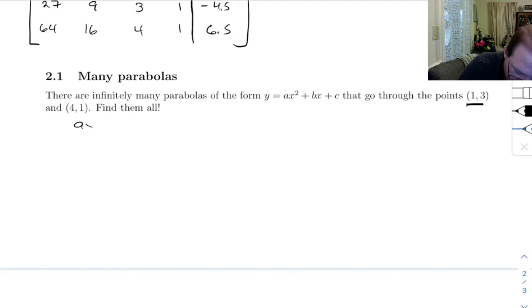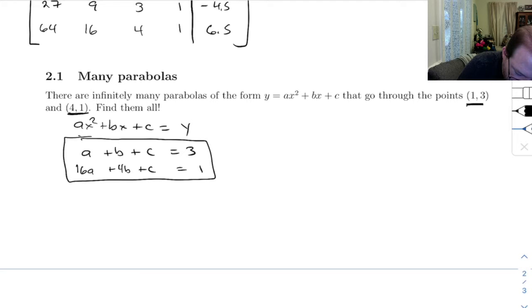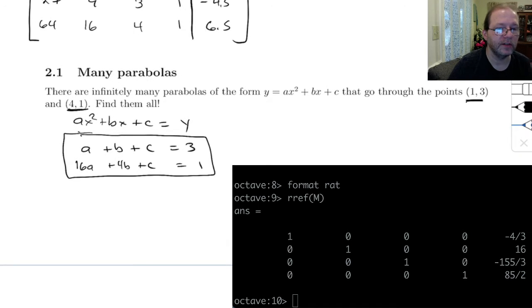Let's see, I'm going to plug into ax squared plus bx plus c equals y. So plugging in the 1 is going to give me a plus b plus c equals 3. Plugging in the 4 is going to give me 16a plus 4b plus c equals 1. So this is the system I've got to solve. Let's stick that into Octave and get the answer.